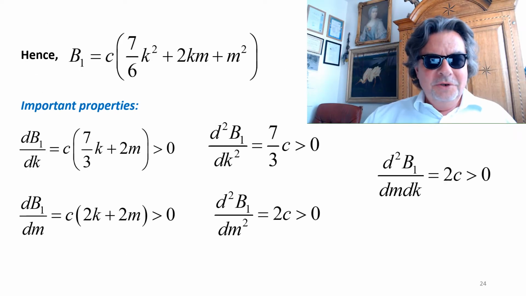Now, finally, we know why B1 looks exactly like the quadratic function that we saw in the beginning of this presentation. And since this is a quadratic expression, we can easily take the first and second order derivatives, and we find them in the end of this page. And we also see that they are all strictly positive, which is very useful when we make the next derivations.